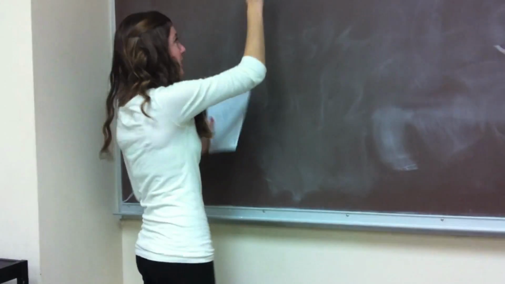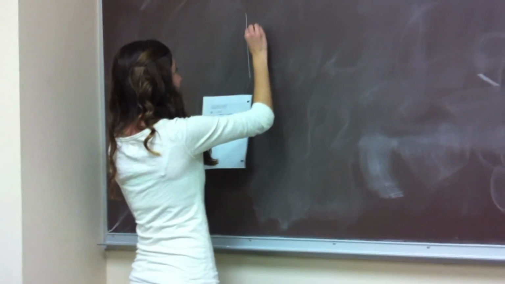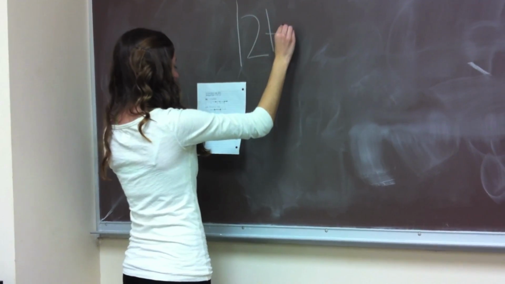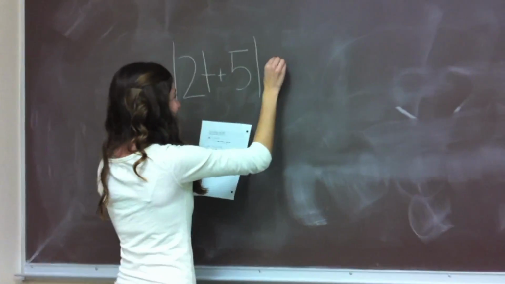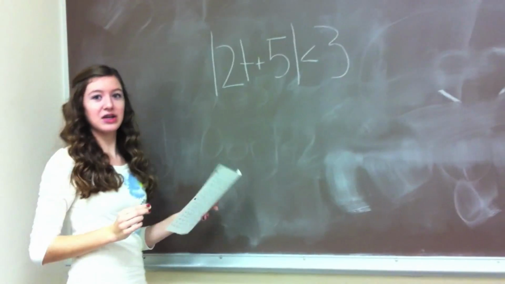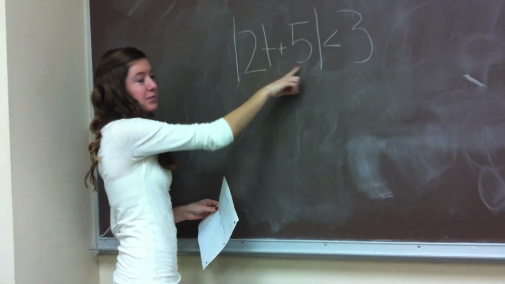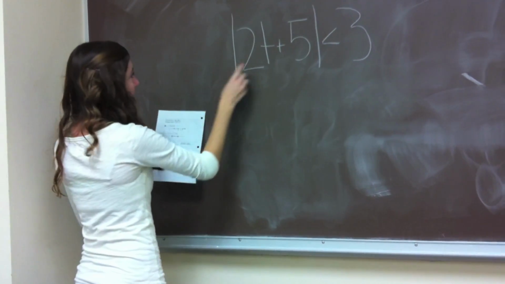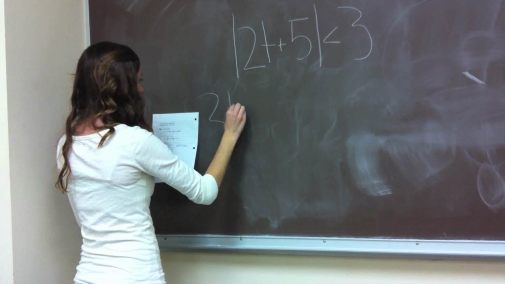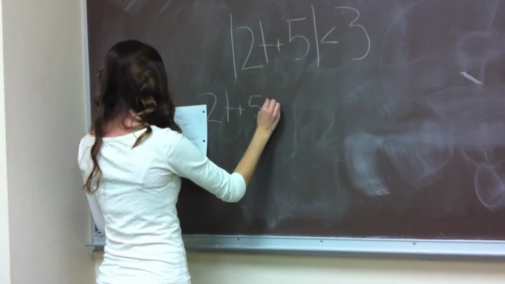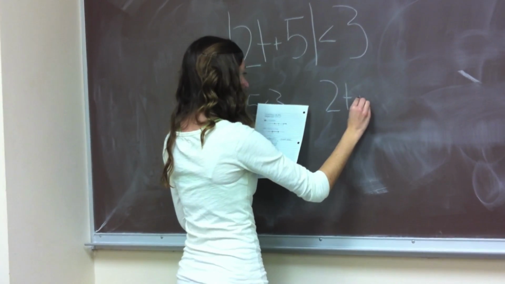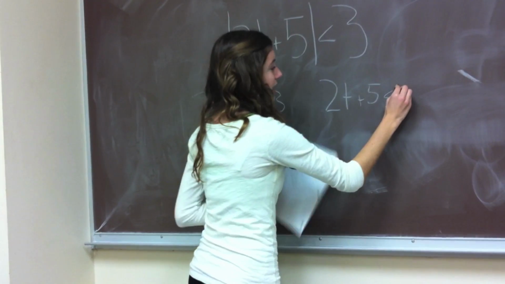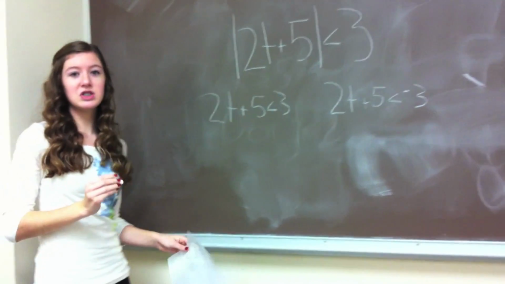All reals. Yeah. Now we're going to learn about absolute value. Absolute value are these lines. 2t plus 5 is less than 3. So absolute value is the distance of these numbers from 0. So if you have this, you would put 2t plus 5 is less than 3, or 2t plus 5 is less than negative 3. And then you would solve that.